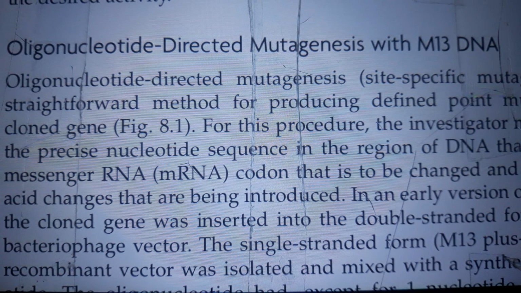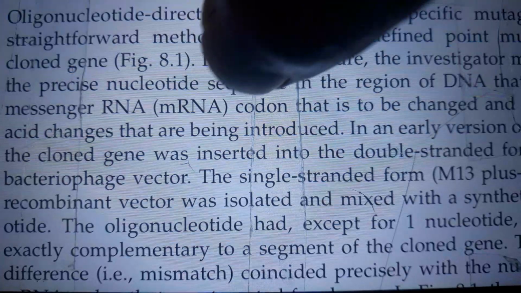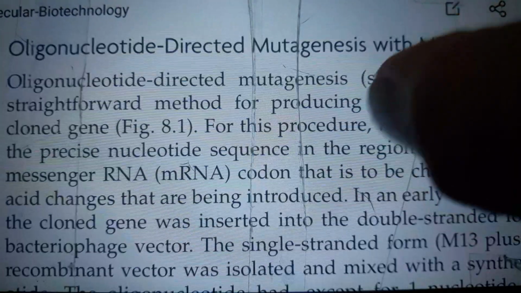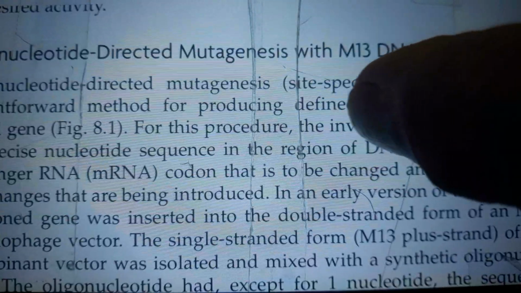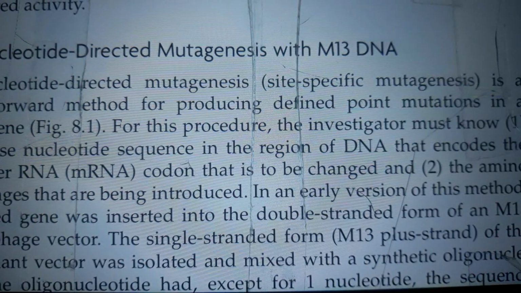We're on the subject of molecular biotechnology, and in particular on Chapter 8, which deals with directed mutagenesis and protein engineering. We're on the topic of oligonucleotide-directed mutagenesis with M13 DNA. Oligonucleotide-directed mutagenesis, or specific mutagenesis, is a straightforward method for producing a defined point mutation in a cloned gene, Figure 8.1.